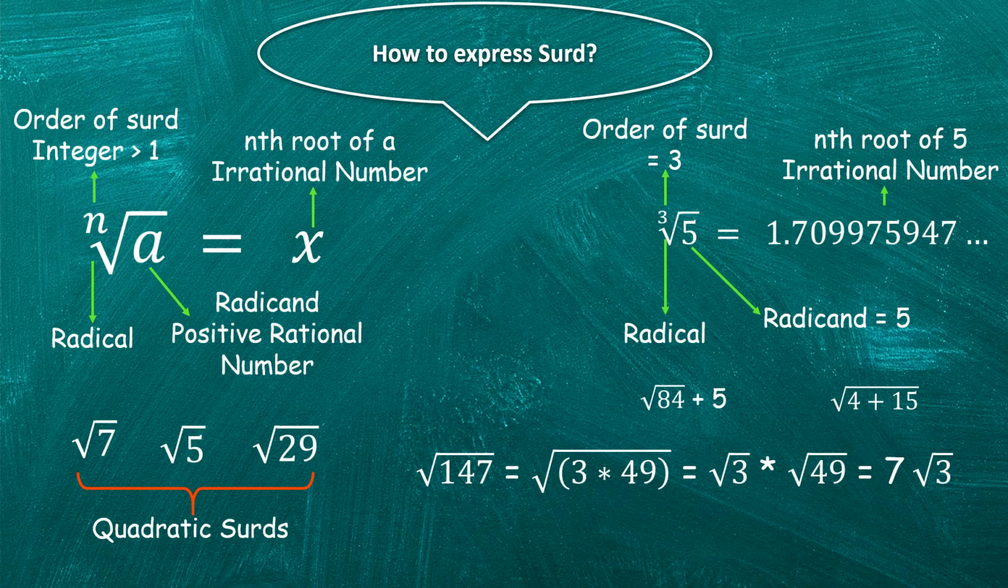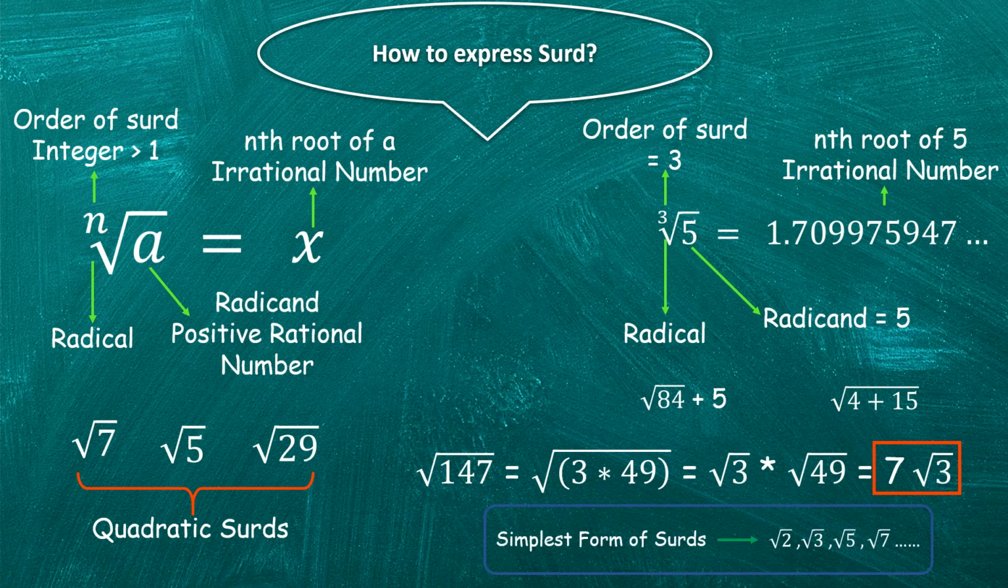So what we'll have to do, we'll have to factorize 147, that is 49 into 3, then separate it into two roots, then we'll get root of 49 as 7. So this is the simplest form of a surd. What are all the simplest forms of surds? Root 2, root 3, root 5, root 7, etc. These are the simplest forms of a surd.